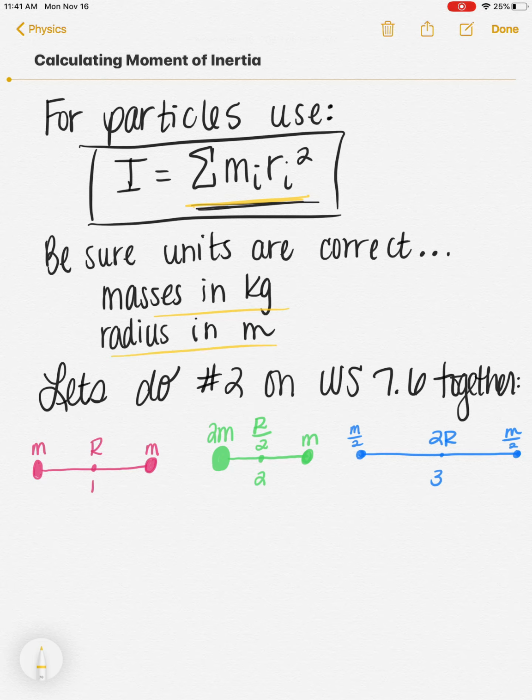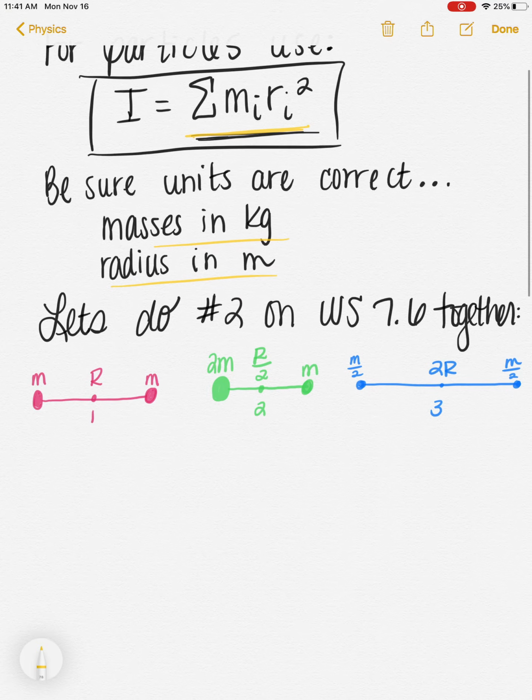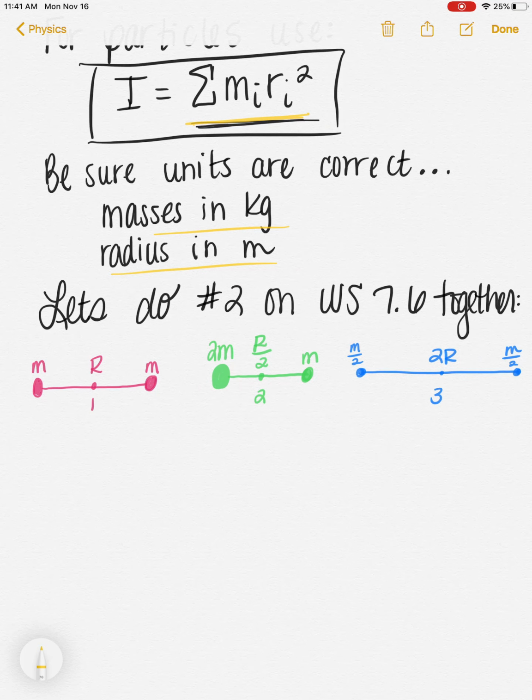All right, so we are going to look at problem number 2 on worksheet 7.6. We're going to do this together as a sample problem because it's a bit ambiguous the way that it is worded. It gives you 3 different scenarios. I've drawn situation 1 in pink, situation 2 in green, and situation 3 in red. And you are supposed to calculate the moment of inertia for each of those scenarios and then compare and order them from the smallest moment of inertia to the largest moment of inertia.